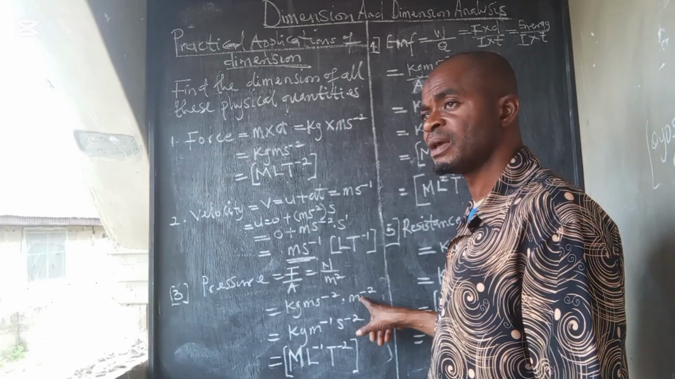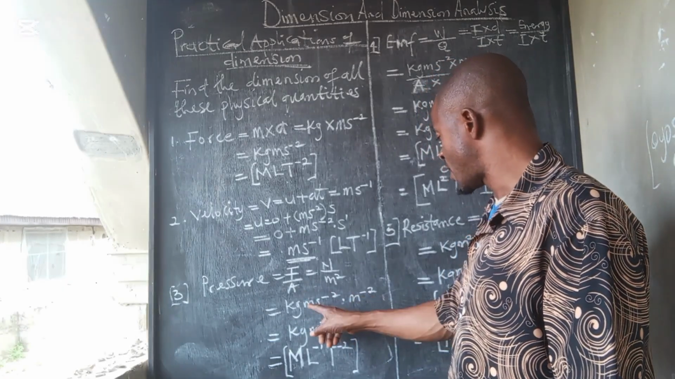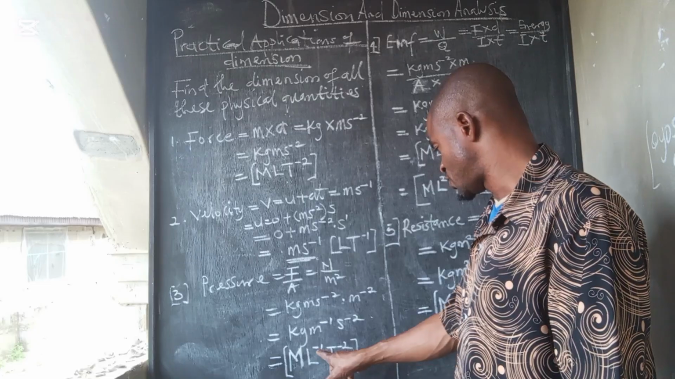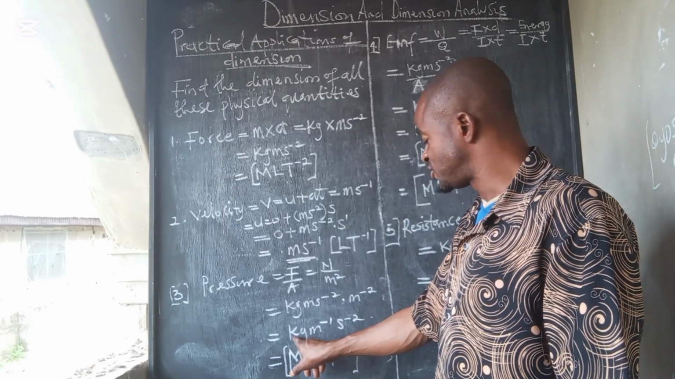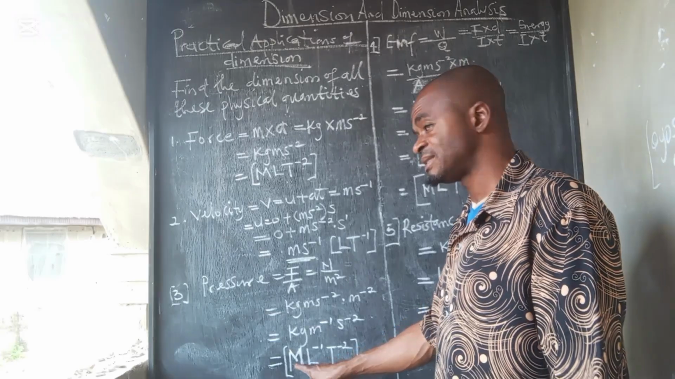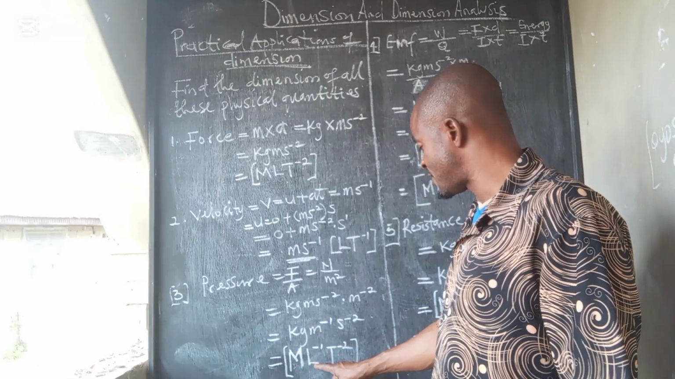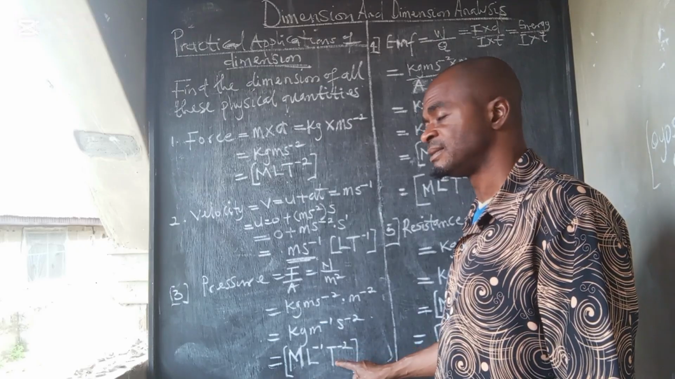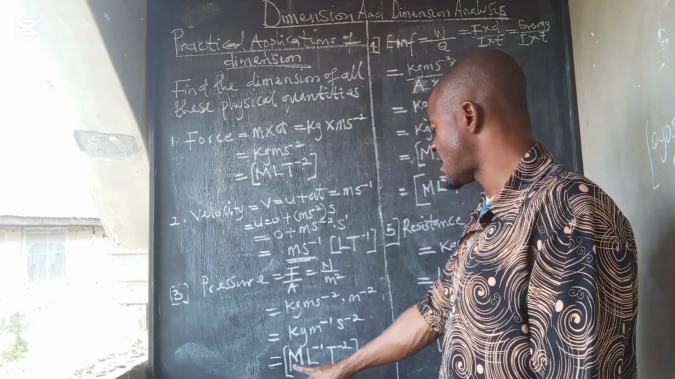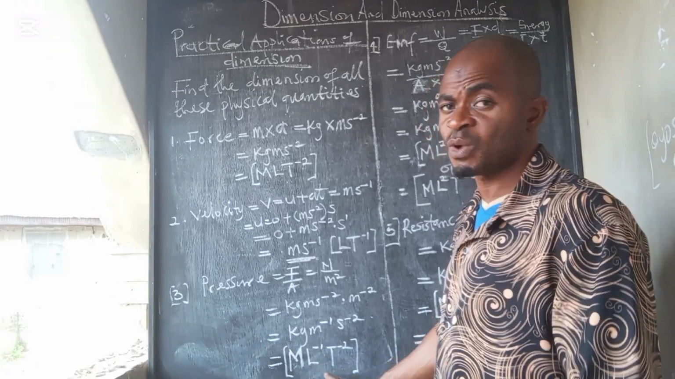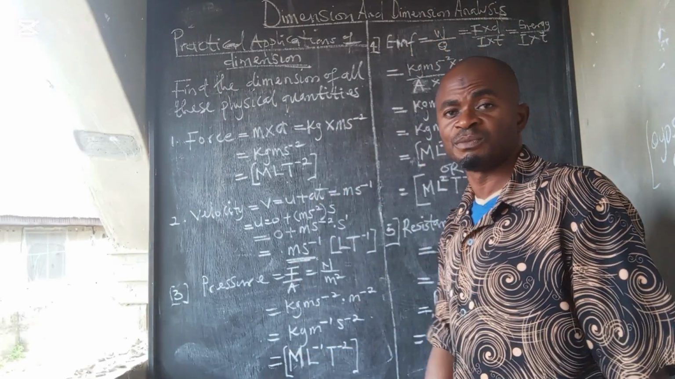We have 1m, which is minus 2. When you have 1 plus 1 plus minus 2, it's going to be minus 1. That's why you are having minus 1 here. Then kg, according to the dimension, is capital M. M is representing L under dimension, while S is T. Therefore, the dimension for the pressure is nothing but M L raised to power minus 1, T raised to power minus 2.